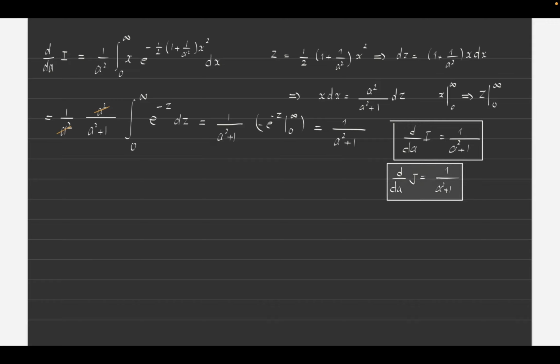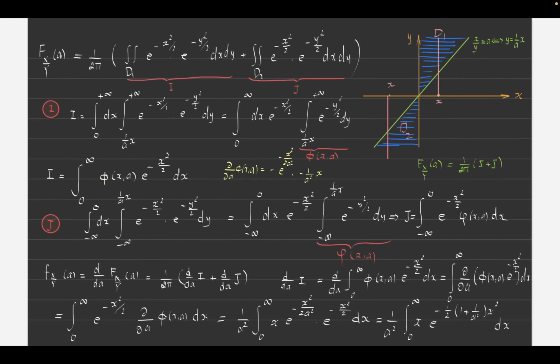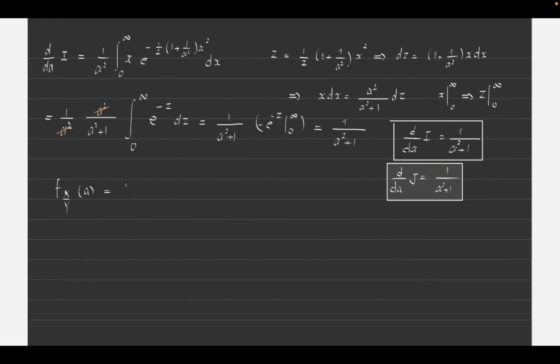Yes, and then you want to calculate little f. We had it before, yes? So little f of x over y of a is equal to, if I go back here, you see that I have it here, yes? Here. I calculated this, I calculated this, I have to plug them here, but of course I also have a factor of 1 over 2 pi, so it becomes 1 over 2 pi, 1 over a squared plus 1 plus 1 over a squared plus 1, so it becomes 2 over a squared plus 1, 2's are cancelled, so it becomes 1 over pi multiplied by this combination.